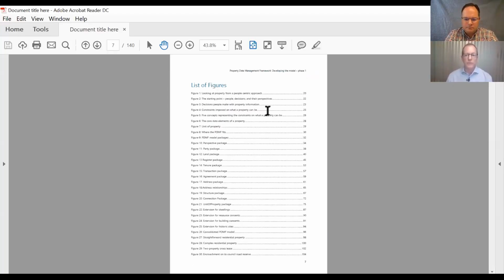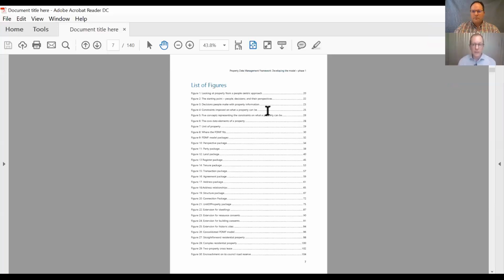The focus of today's session is really the first couple of chapters where we outline our story about what a property is and how we got to deciding what a property is for the purposes of this framework. And that's really what the questions are about today.